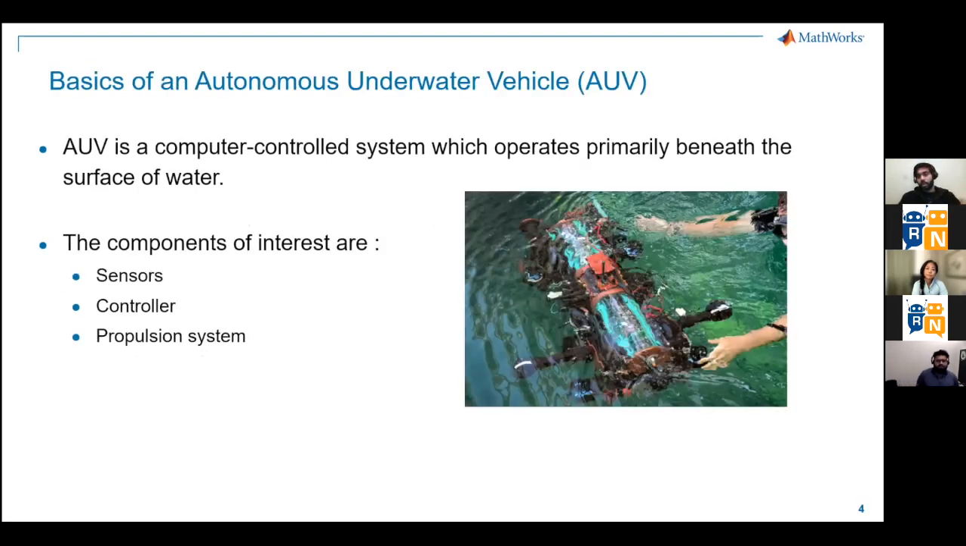Now, an AUV is a computer controlled machine. So we basically deploy it underwater and it has to perform certain tasks. The systems that are of interest to us are the sensor system, controller, and the propulsion system. The sensor system basically tells the AUV what is in the environment. It's basically like a perception system. It's how the robot perceives the environment. And when you have the perception of your environment, you plan certain actions, give it to your controller, then the controller executes all those decisions in the real world by commanding propulsion systems.